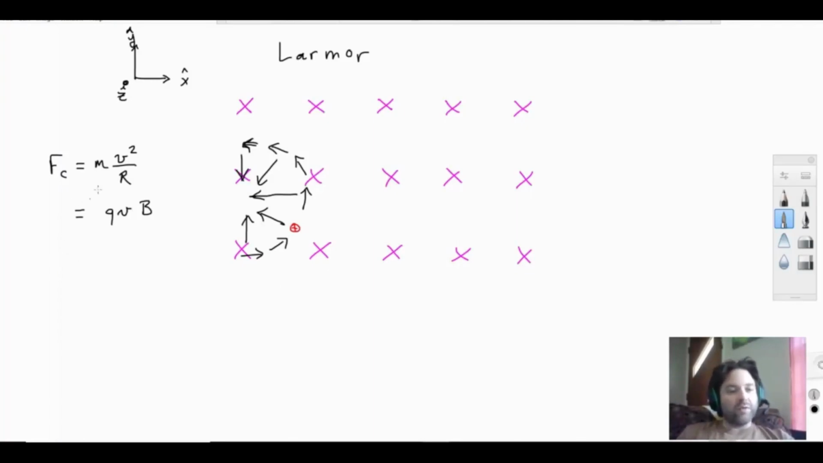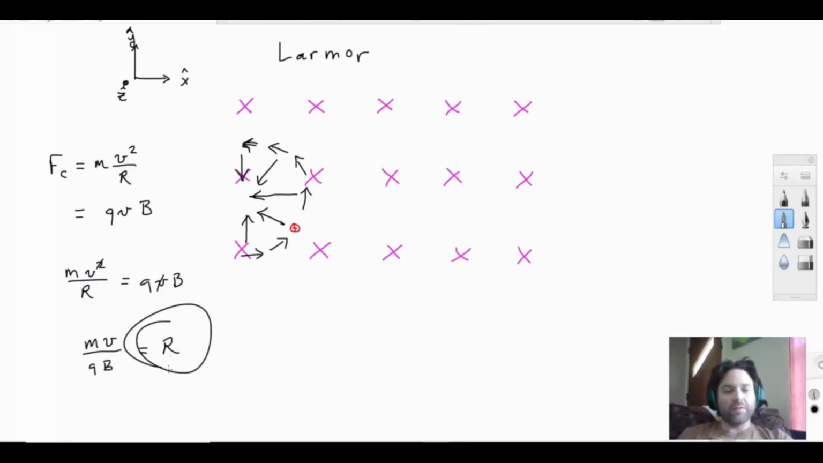So we get then mv squared over r is equal to qvB. But we have a v on both sides. We have one v here and two of them here, so let's cancel that, and we get an equation that is quite useful for us. We can actually solve for r, and if you run your algebra correctly, then you should get this. This is the Larmor radius.